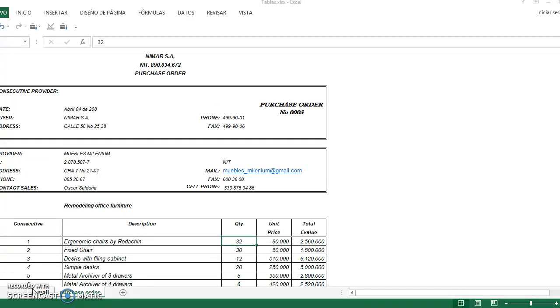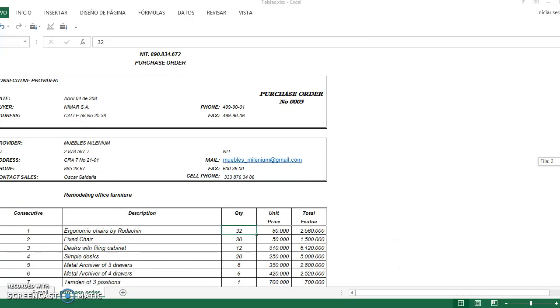Now we continue with the purchase order. It is part of the purchase data of my company. Here is part of the provider data, in this case Muebles Millennium. Here the description of products.